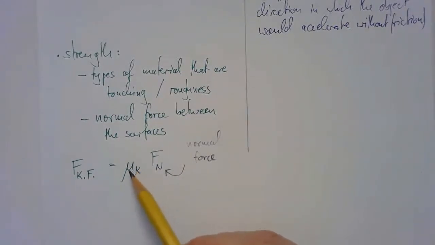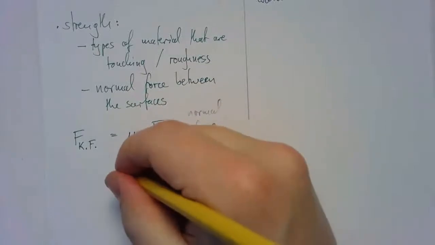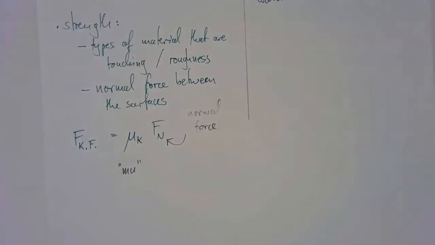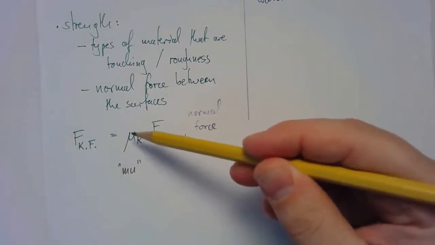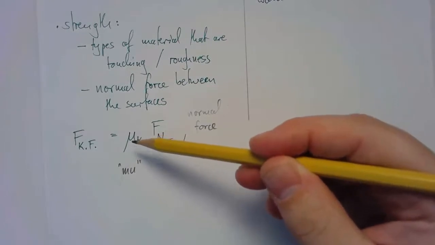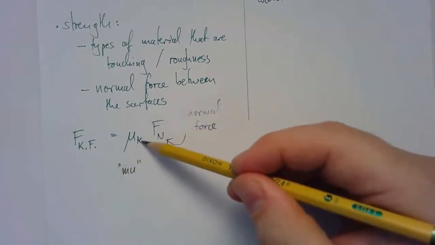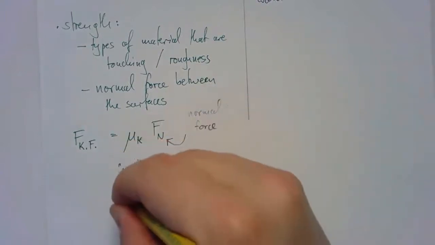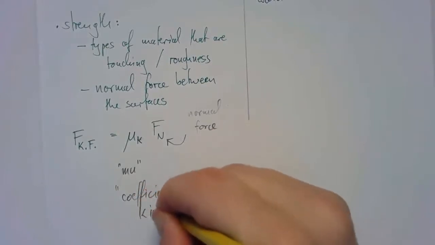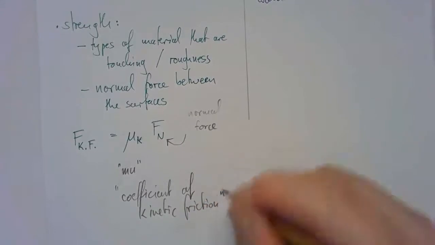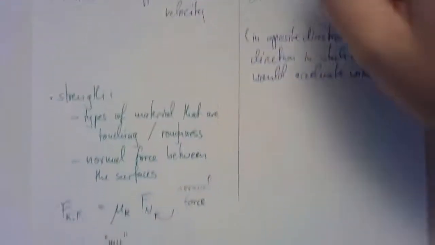Now, this thing here is a Greek lowercase letter mu. You just write it out like this. It's pronounced mu, at least in English. It is essentially like the Greek M sound. This is its lowercase. And then it has a subscript k for kinetic, because we're going to have a different type in just a second. We call this the coefficient of kinetic friction, because we're talking about kinetic friction, things moving relative to each other.